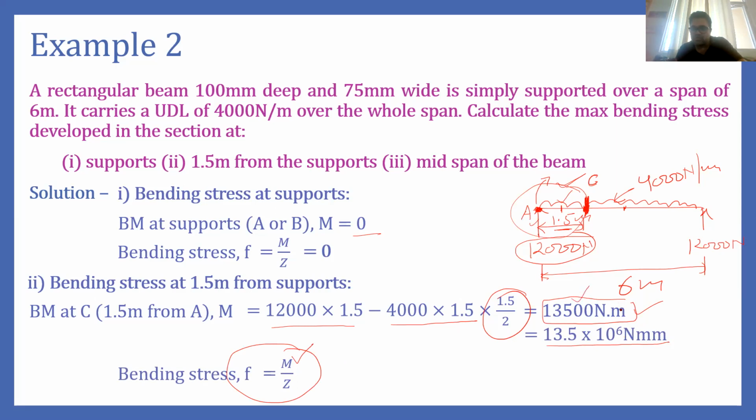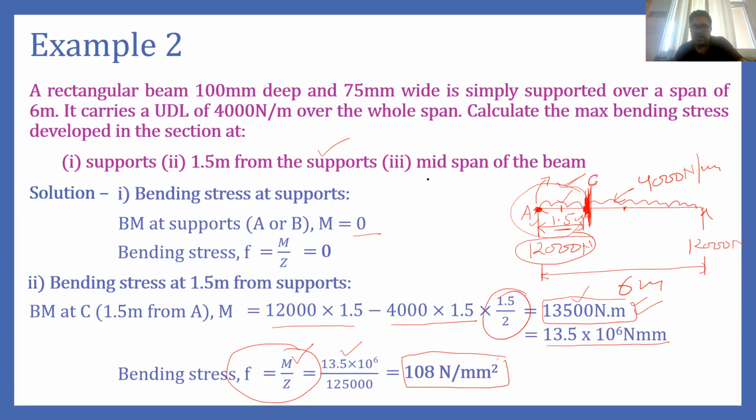We got the value in Newton meter. We can convert this into mm because the stress will be expressed in Newton per mm square, so we convert this value into Newton mm. Putting the value of M and Z here, we get the bending stress at 1.5 meter distance, which will be 108 Newton per mm square. So at this point, the bending stress developed because of this bending moment is 108 Newton per mm square. That is our solution of this second term.